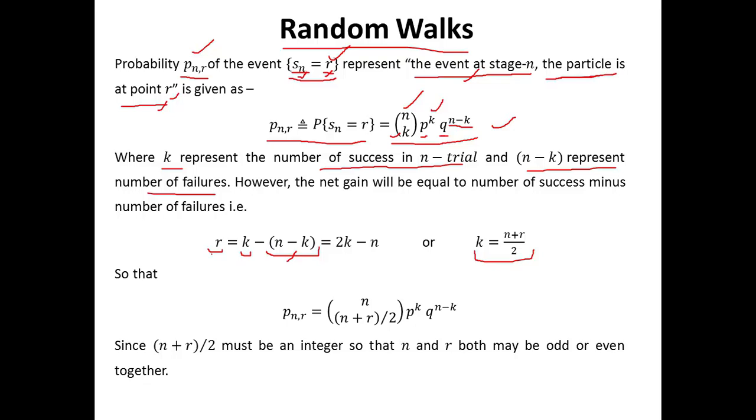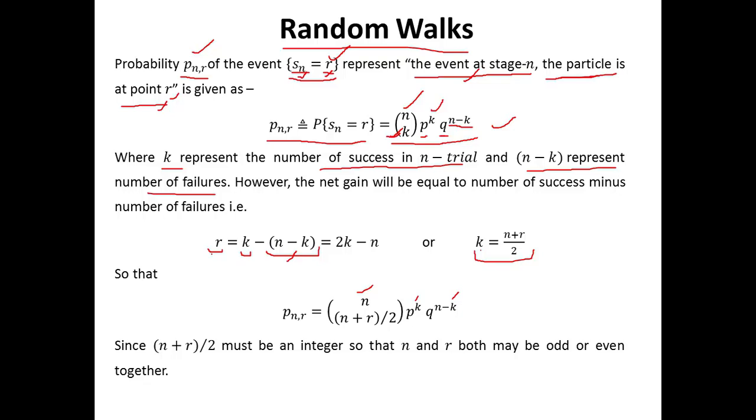So if we substitute the value of k here, you will get p of n, r equals n choose (n plus r) by 2, p to the power k, q to the power n minus k. You can also substitute the value of k here, but we are not substituting it, just to show the expression in a simpler manner. Now in this combinatorial expression, n and (n plus r) by 2 both must be integers.